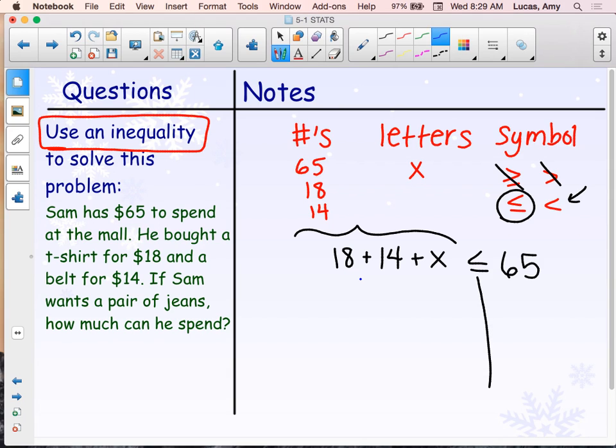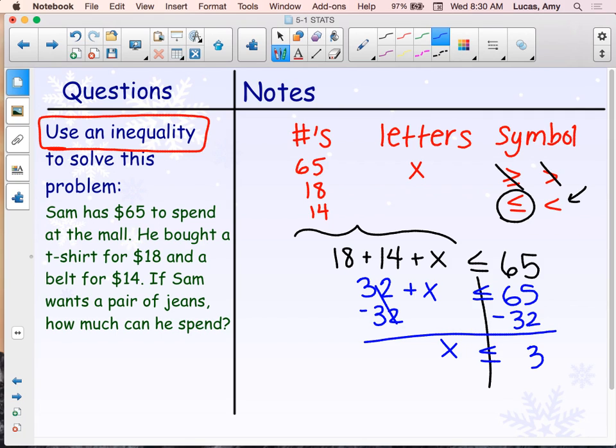I can add together the first two things that he bought, and then I can subtract that from 65 to see how much he has left. So it looks like he has $33 left. So I am going to write a sentence explaining this because it's a word problem. I want a word answer. So I'm going to say, Sam may spend up to $33 on the jeans.